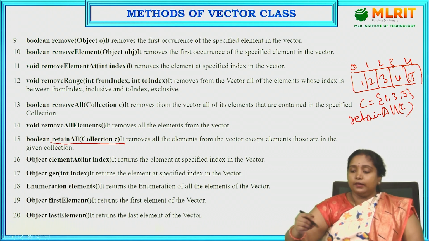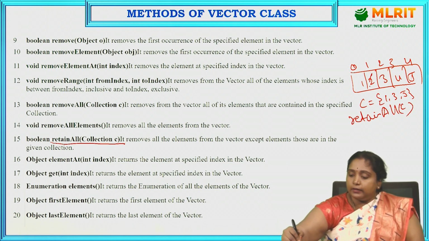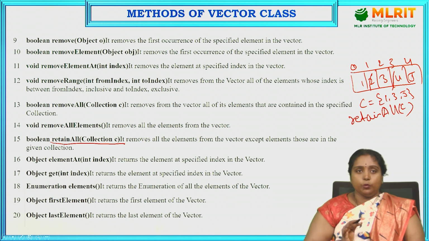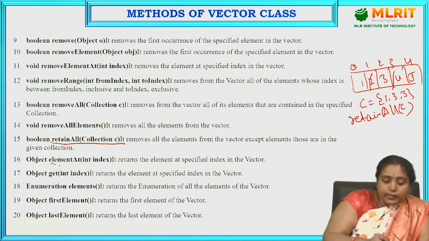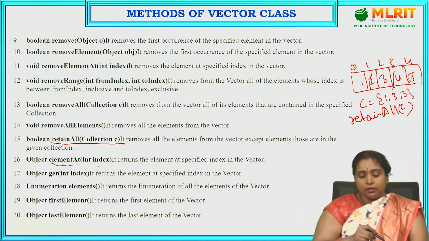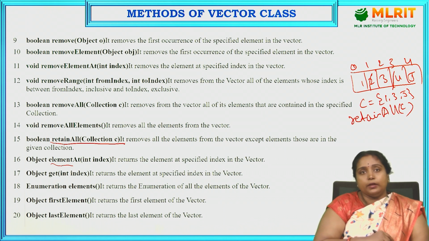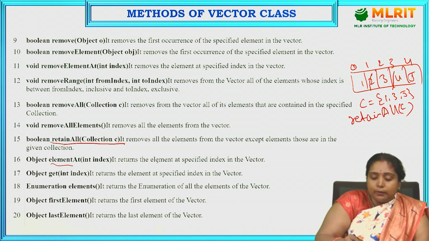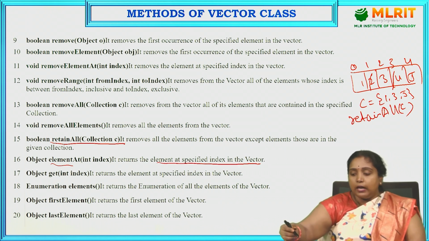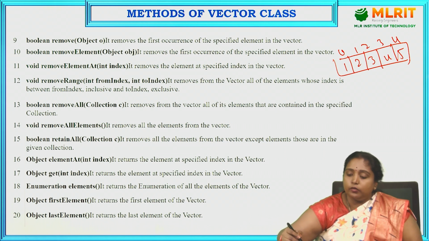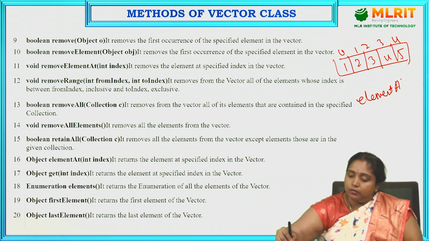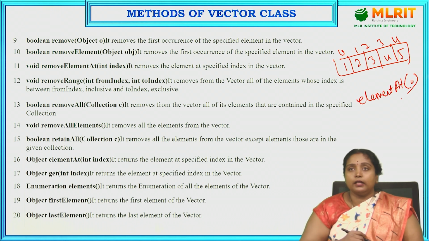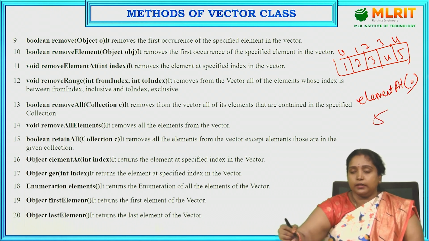What happens? Except 1, 3, 5, the remaining elements will be removed. And elementAt is for accessing. So it returns you the element at a specific index value. I just want to have the element at the 4th index value. What is the element at the 4th index value? It will return you 5.